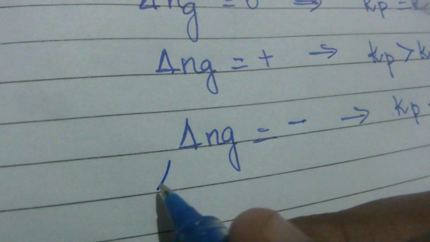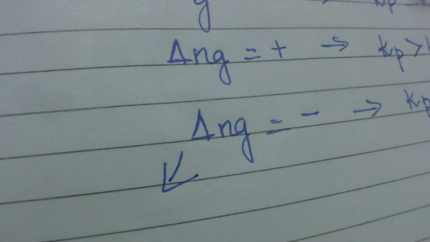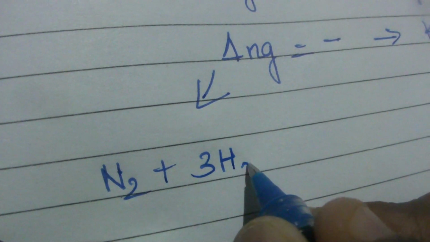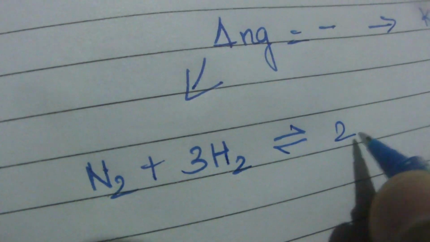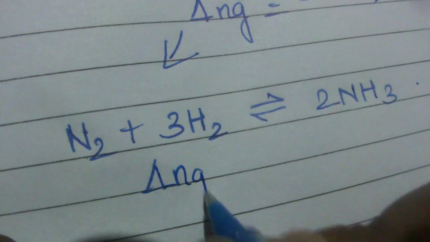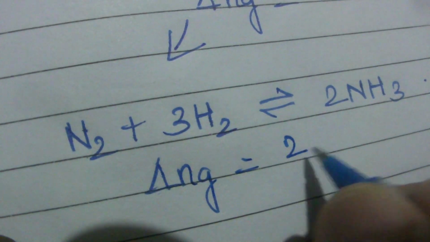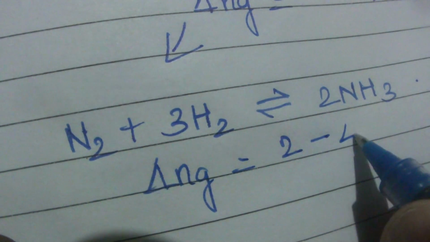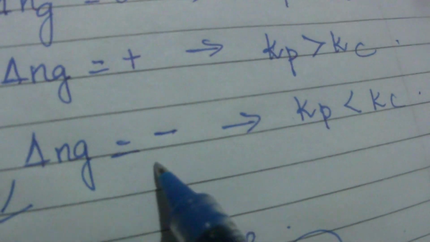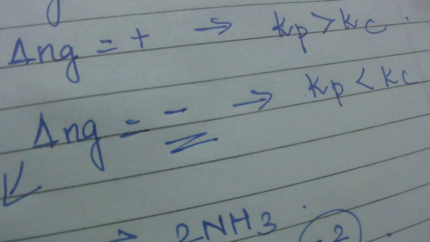And for this, one good example that we can write is Haber's process. Nitrogen plus 3 molecules of hydrogen will give you 2 molecules of NH3. So here also, if you do delta Ng, product side 2 minus 3 plus 1 is 4, so it's minus 2. So delta Ng's value is negative. So Kp is lesser than Kc.